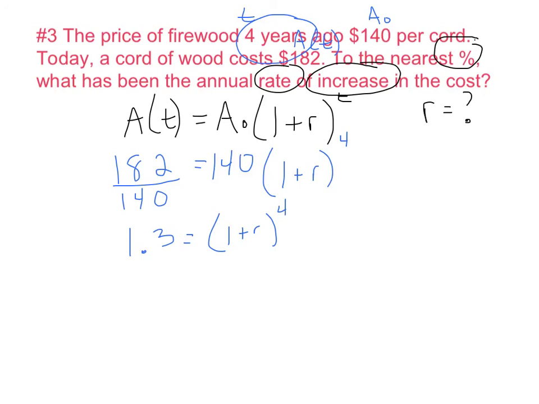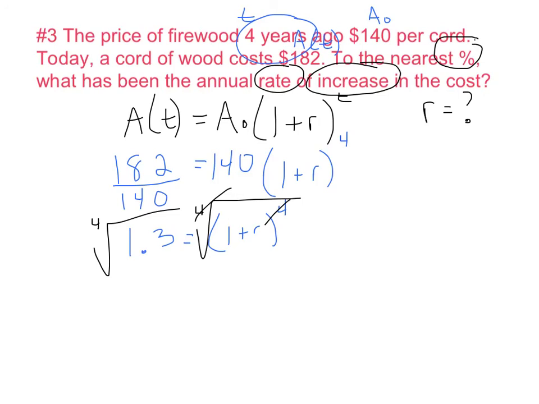So you can either do two things. You can raise it to the 1/4 power, or you can take the 4th root of both sides. Either way of those works. If it was to the 10th power, you'd take the 10th root. If it was 17th power, you'd take the 17th root. So, on your calculator, type the 4th root of 1.3.